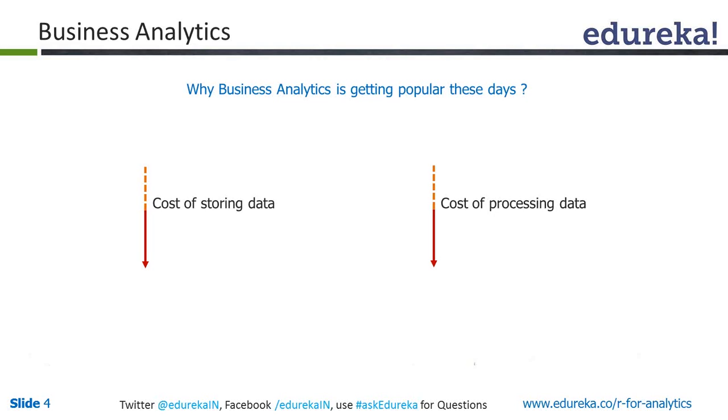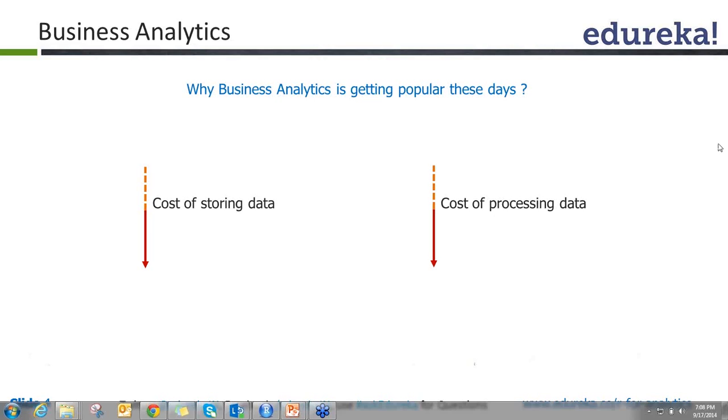Then the cost of processing this data has also gone down, correct? If you go 10 years back or 15 years back, a 1.4 gigahertz quad processor was very costly, but now even smartphones have got 1.4 gigahertz quad processors, right? So that's why the cost of processing is also very low nowadays.